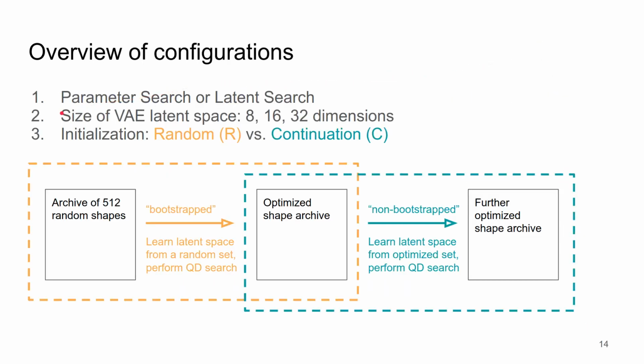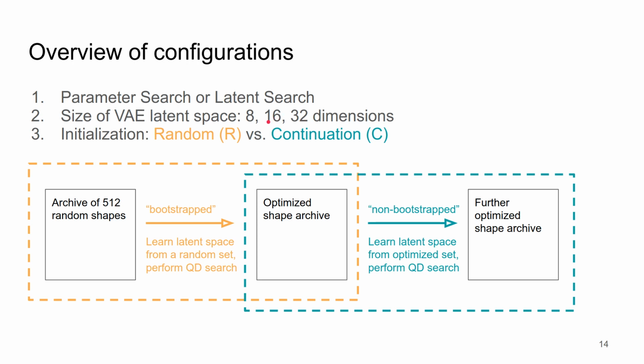So other than parameter search or latent search, we can also change the size of the VAE's latent space in our experiments. We use 8, 16, and 32 dimensions. 16 is the number of dimensions that we use in the parameter search as well, so there are 16 genes. And there's 16 latent coordinates in this particular experiment.